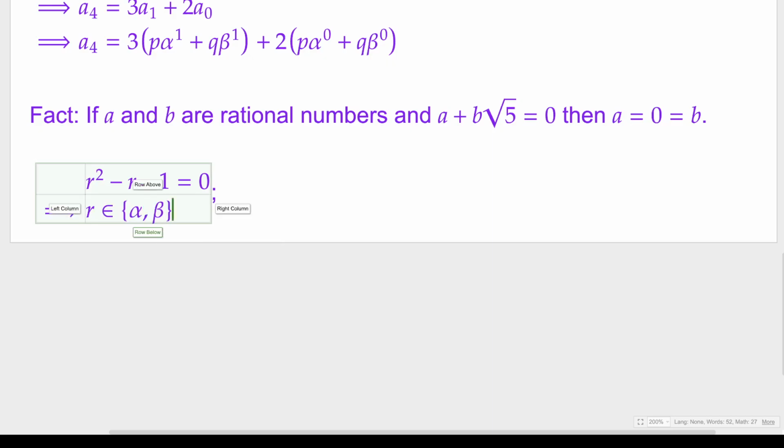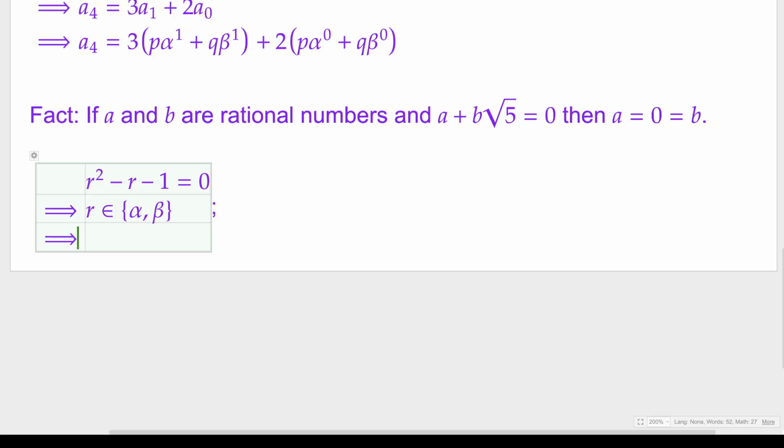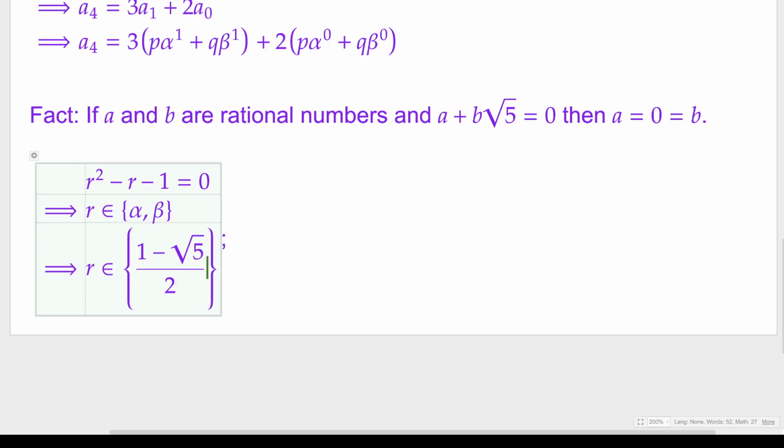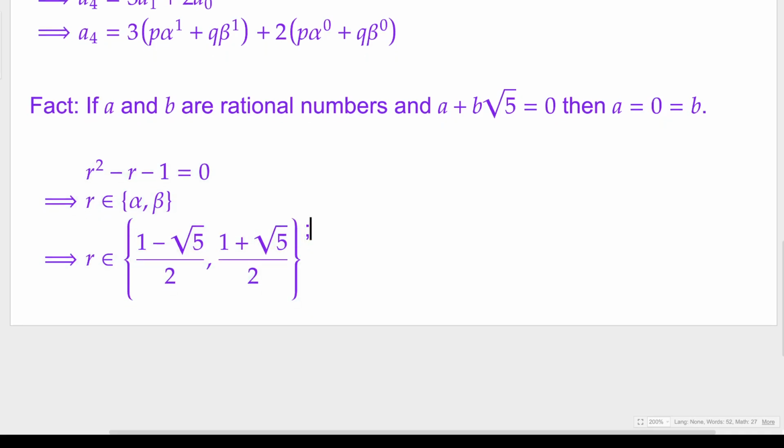And what will be the value of this alpha and beta? So from this we can clearly say that r will belong to this golden ratio, right? This is a very famous quadratic equation, by the way: 1 minus square root of 5 over 2, and here the conjugate of this, that is 1 plus square root of 5 over 2. So that is the roots, that is alpha and beta, right? Now I will be proceeding ahead with these values.